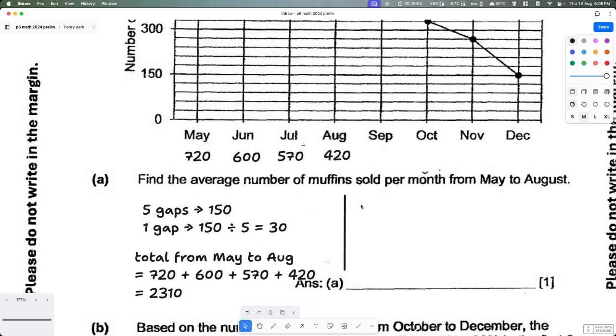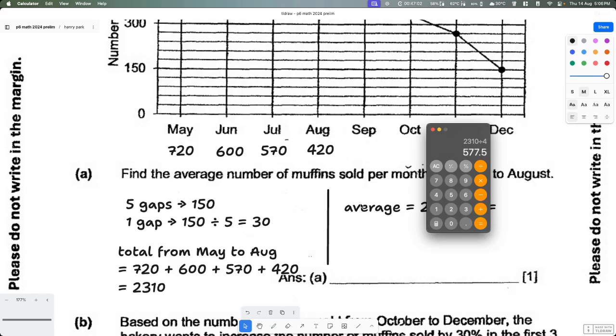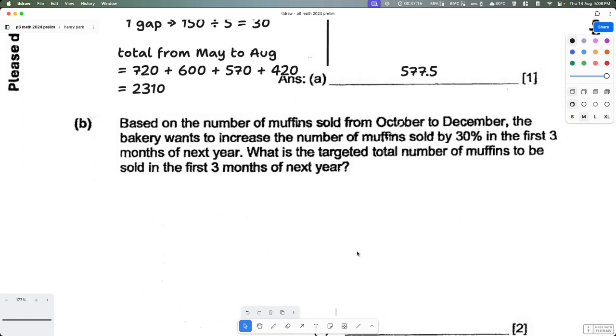So the average over here is equal to 2310 divided by 4, which is 4 months, right? Now we can just divide by 4. This will be 577.5. So that's the average amount. Okay, there you go. All right, let's move on to part B.